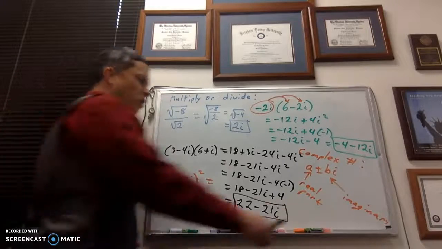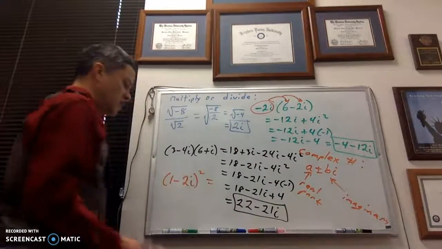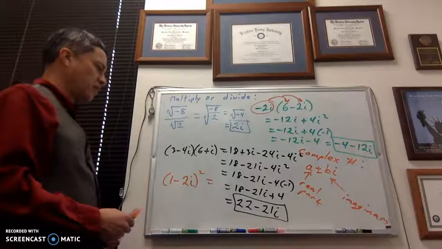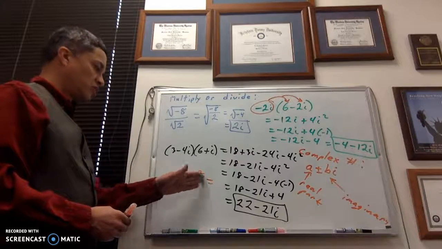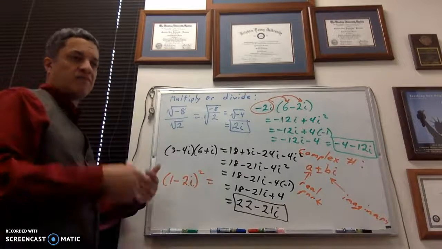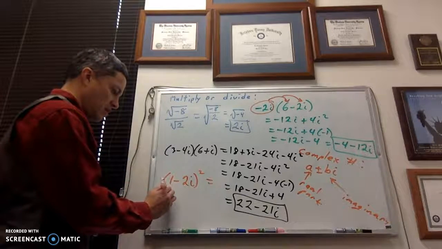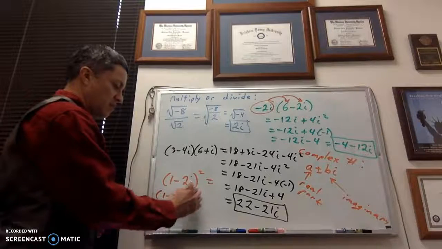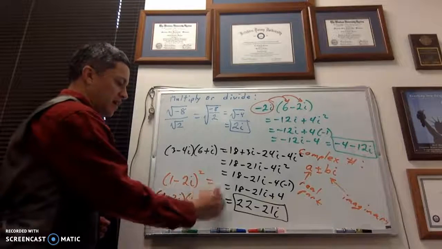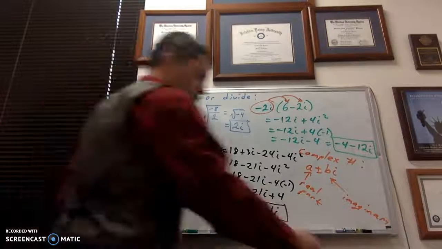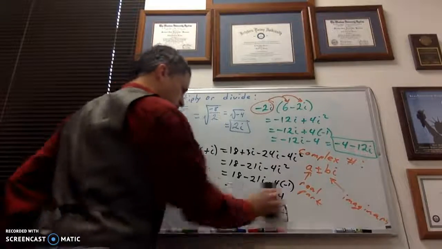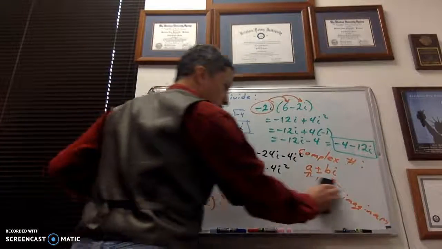Now let's do this guy in orange. 1 minus 2i quantity squared. Now be careful, don't just distribute that 2 through and call it done. What we're really seeing here is 1 minus 2i times 1 minus 2i. I'm going to have to erase a bunch of the board here so I can have room to work this.